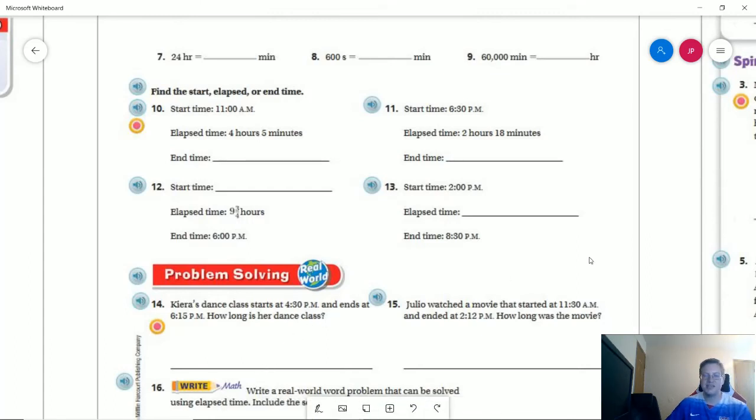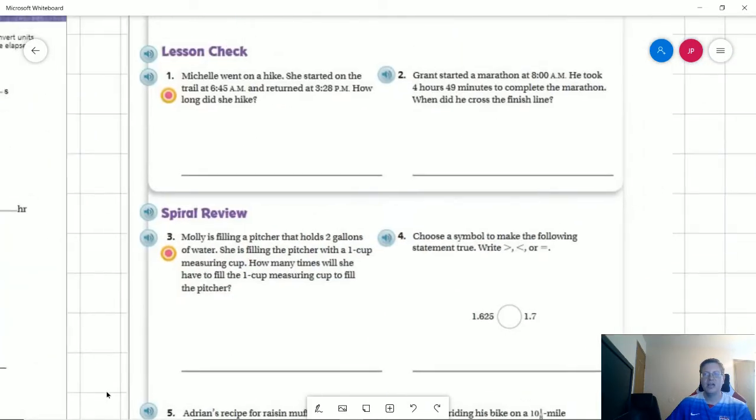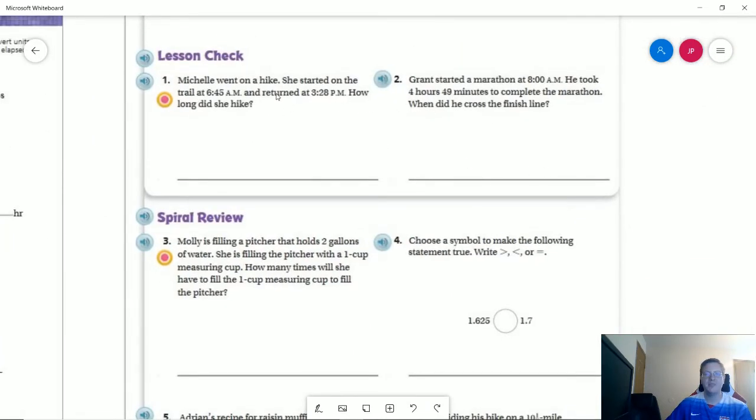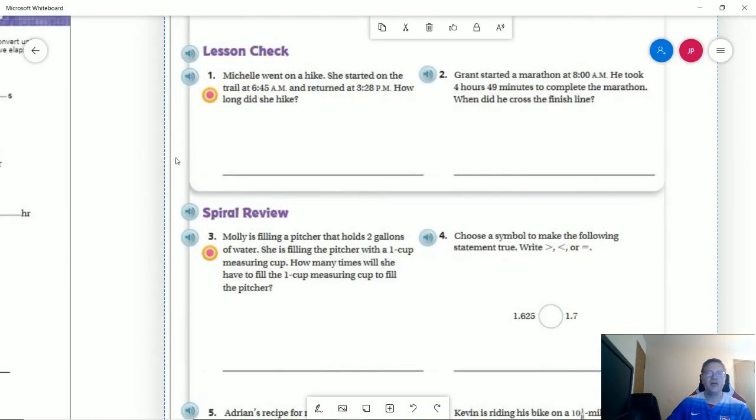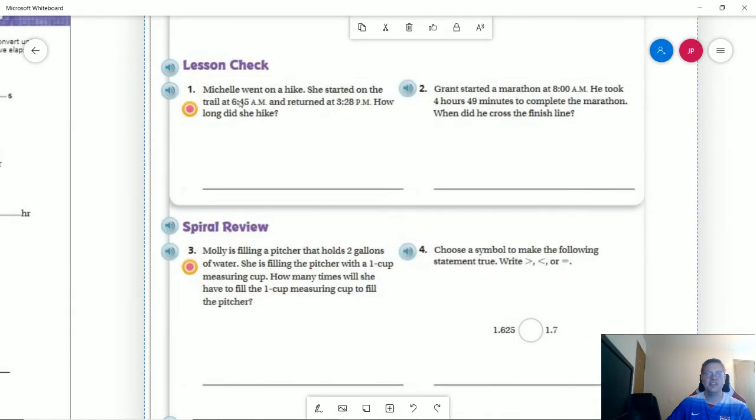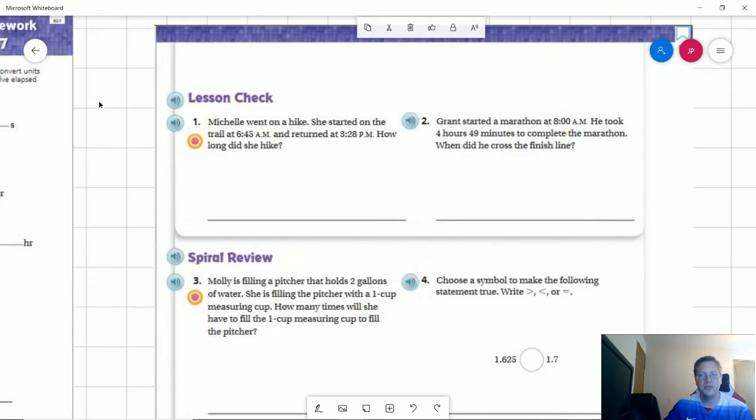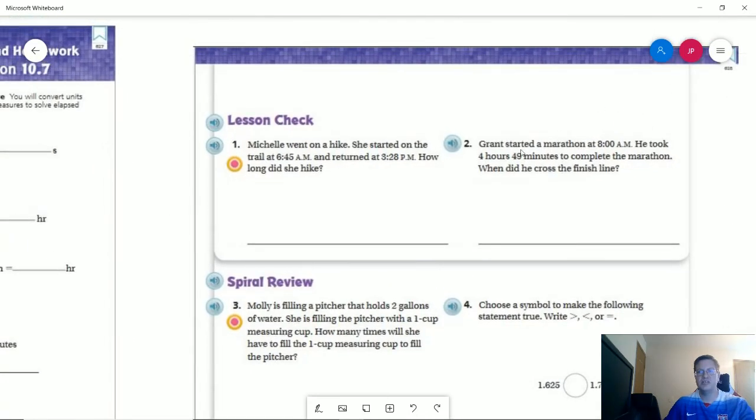I'm not going to ask you to do number 16 and then 1 and 2 on the back. This one's going to be a longer problem as far as the amount of time that passes, because we're starting at 6:45 in the morning and we're finishing at 3:28 p.m. But all of those things can be done by just finding the difference in how long it's been since we started until we finished. And then number 2 is the same way.